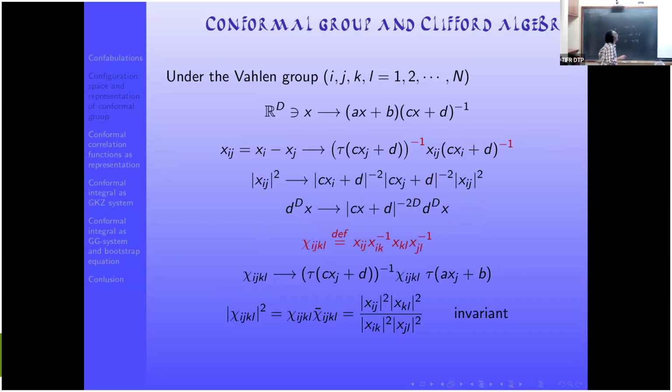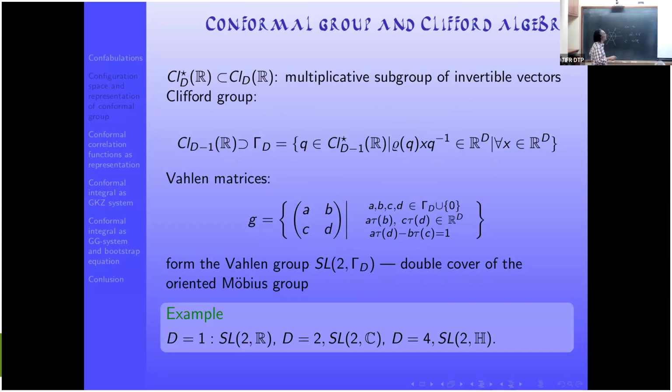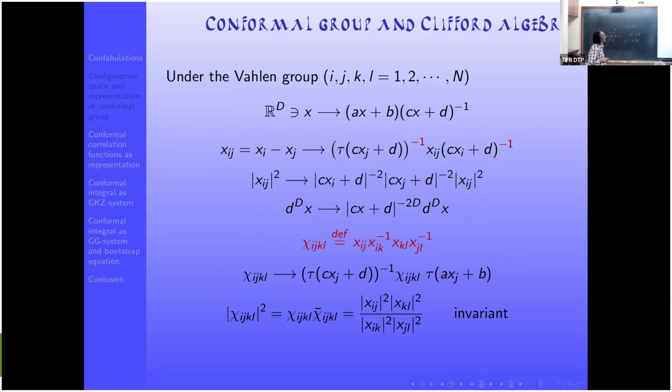This is what happens under this Mellin group that I talked about, this SL2 gamma D. This is how things transform: X goes to AX plus B times CX plus D inverse, very much like the Mobius transformation that we are used to. X_ij, the difference between them, transforms like this with a tau here, the tau transposition. But otherwise it is exactly like what happens in a Mobius transformation. Tau is needed because I'm multiplying stuff, so I have to reorder. We know that in gamma algebra we have to do that.